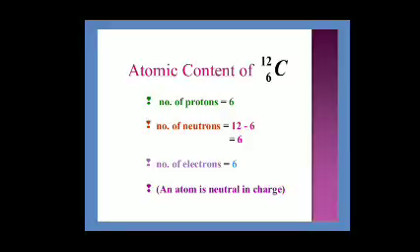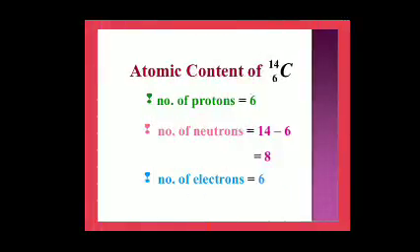The number of neutrons present in carbon-12: N is equal to A minus Z. A is equal to 12, Z is 6, so 12 minus 6 is equal to 6. In carbon-12, the fundamental particles present are protons 6, electrons 6, and neutrons also 6. Here we already discussed C-14, with 6 protons and 6 electrons, but it differs in the number of neutrons, which is 8.